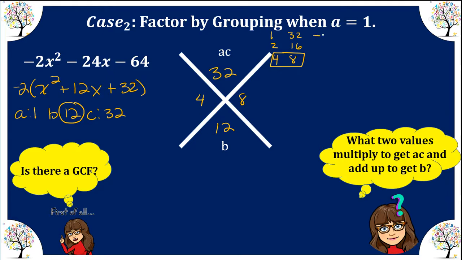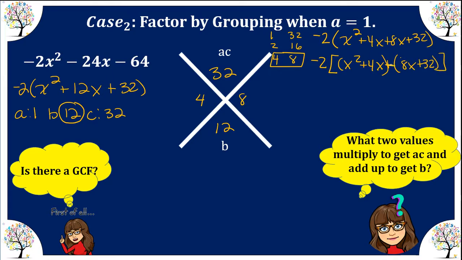So we have our GCF of negative 2. We're going to rewrite 12x with 4x plus 8x. We are going to group the first two terms and then the last two terms. We're going to factor out the GCF of x, and we're going to factor out the GCF of 8.